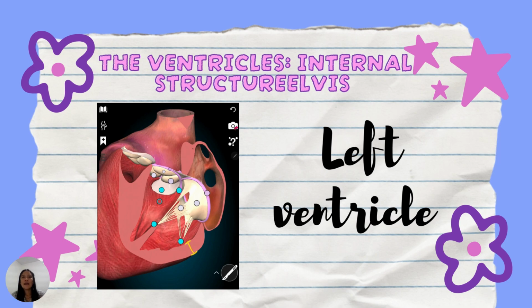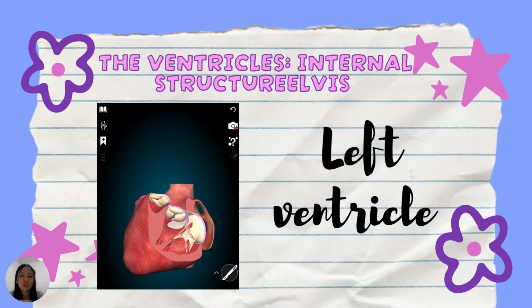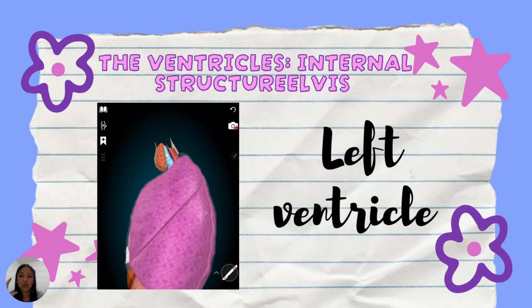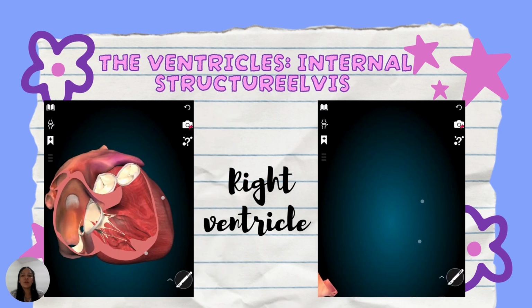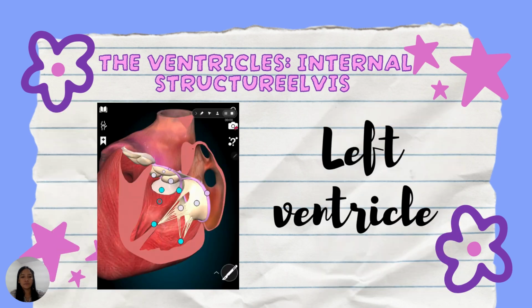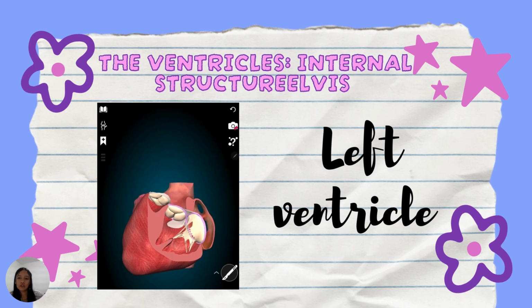But why? Its wall is several times thicker than that of the right ventricle because it must generate enough pressure to send blood all through the body. Yes, all the body. The right ventricle is only for the lungs, but this is for all the structures in our body. So for this reason it generates pressure, because it has a thicker wall.